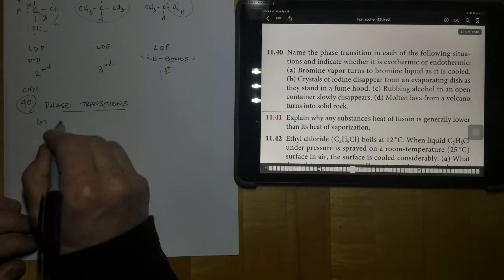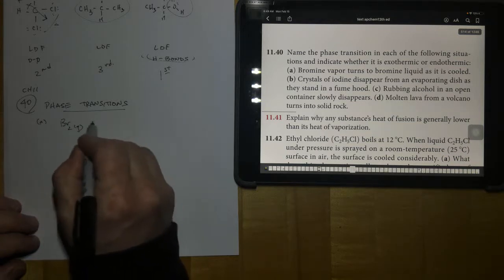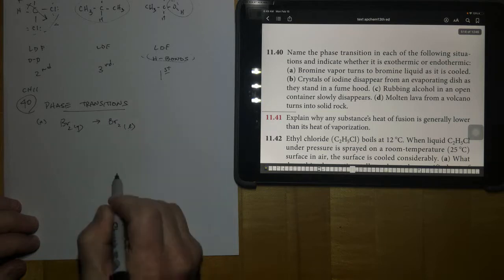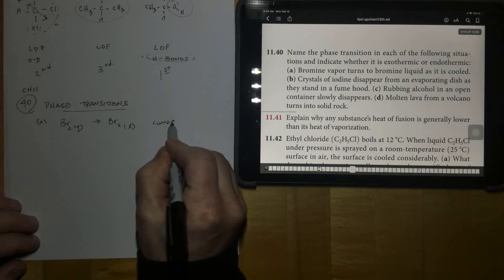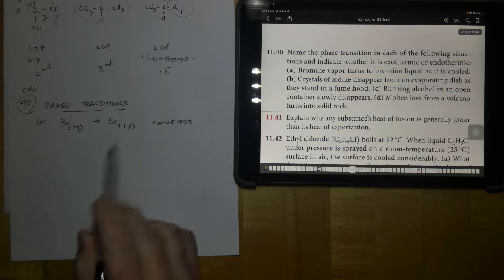Bromine vapor, so bromine that's in the gas form right here, turns to bromine liquid. So it goes from bromine vapor to bromine liquid, and so this would be what's called condensation, where it goes from gas to liquid.